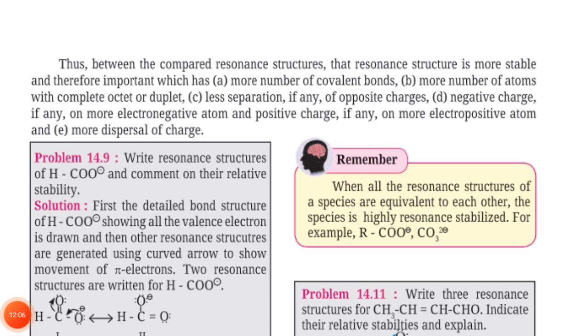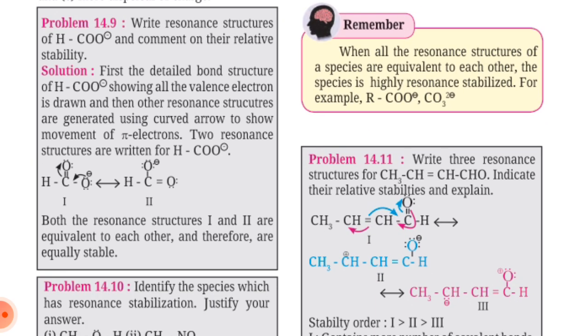Thus, between the compared resonance structures, the resonance structure that is more stable and therefore important is the one which has: A. More number of covalent bonds, B. More number of atoms with complete octet or duplet, C. Less separation, if any, of opposite charges, D. Negative charge, if any, on a more electronegative atom and positive charge, if any, on a more electropositive atom, and E. More dispersal of charge.